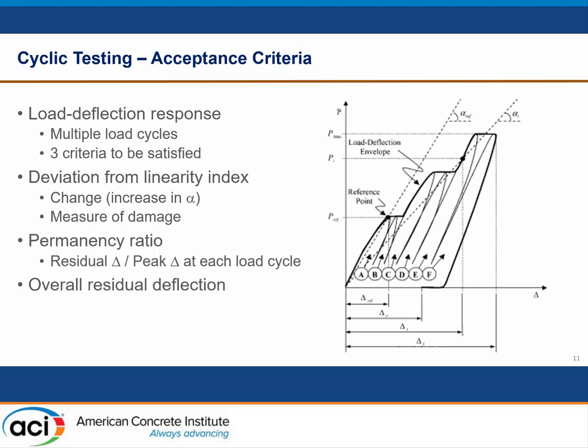When you think about loading and unloading something multiple times, if we're losing too much stiffness, that's considered bad. There's damage. The measure of damage is the deviation from linearity index. The permanency ratio is a measure of the residual deflection: how much the residual deflection is compared to the peak deflection in each cycle. If that gets too big, you get a lot of permanent damage, it's a bad sign for the structure and it fails. And then the overall residual deflection.